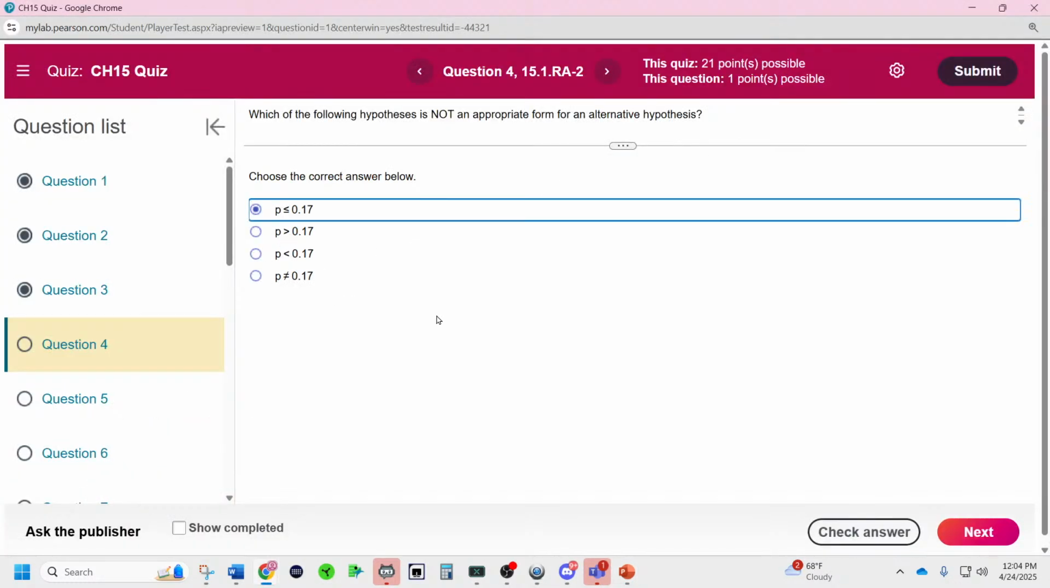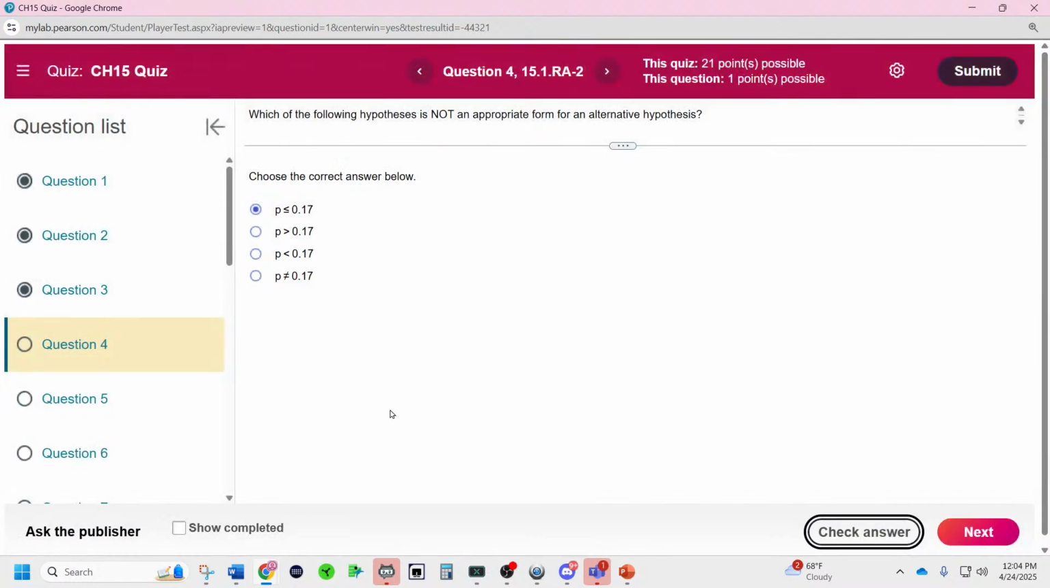So very clearly, this is not an alternative. So we do not have the less than or equal to alternative.